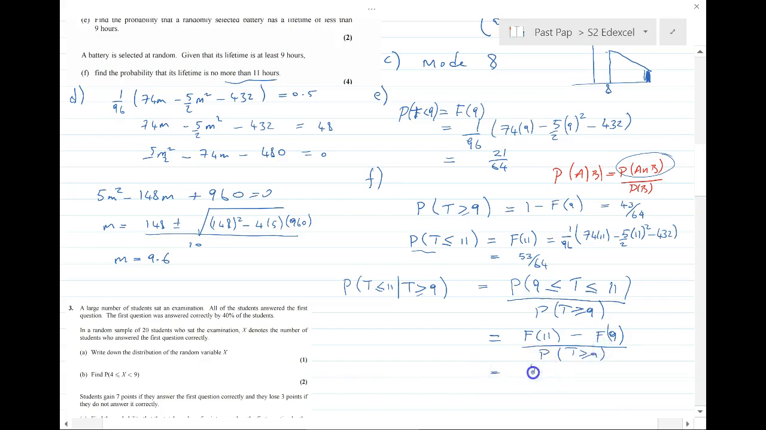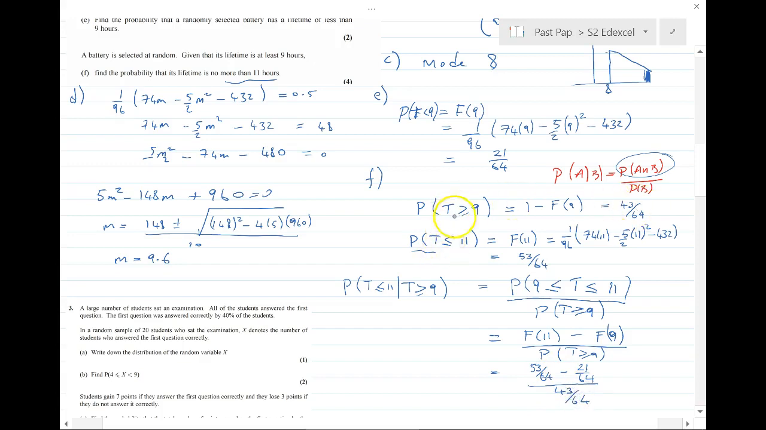So F11 is 53 over 64. Take away F9, which is equal to, going back to this, 21 over 64, divided by the probability that t is greater than or equal to 9, which is equal to 43 out of 64, which I've worked out here.